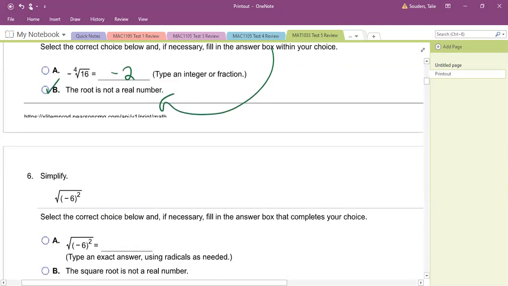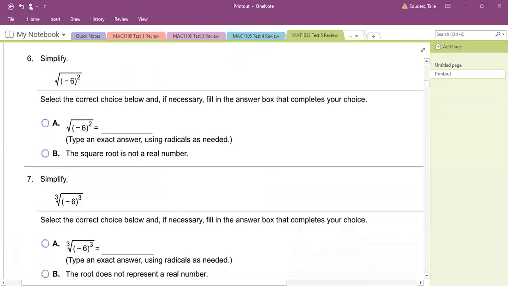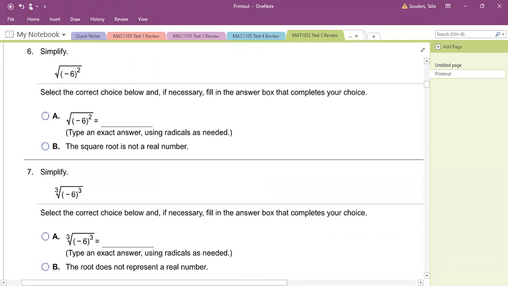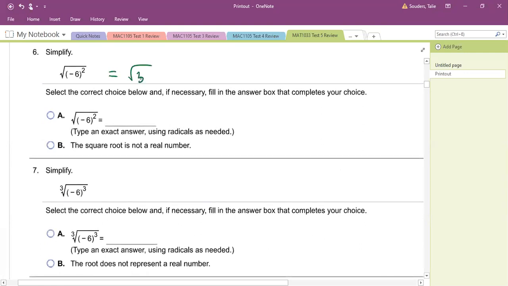Okay, this one, there's a couple ways to do number 6 and 7. One way is to actually work them all the way out, or the other way is to know the shortcuts. And we can go over both ways because it doesn't hurt. So if you don't remember the shortcuts, which is fine, -6, when you square it, becomes positive 36, right? And then what is the square root of 36? 6. Okay, and then for the other one, -6 cubed is -216.